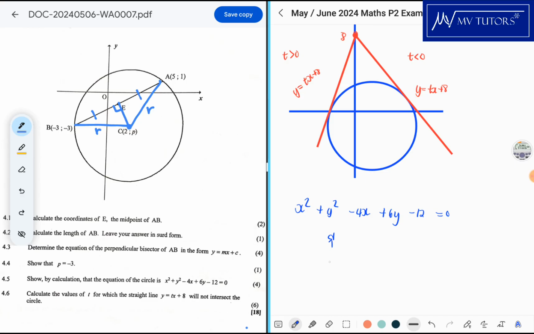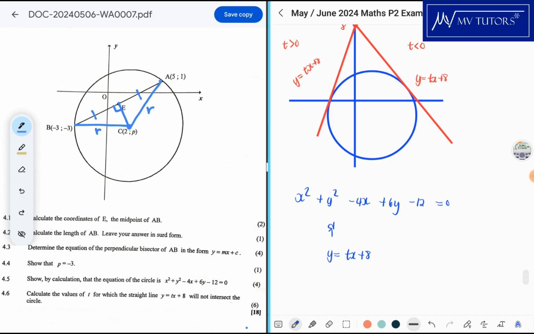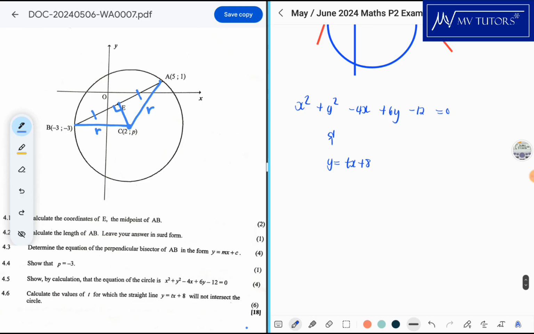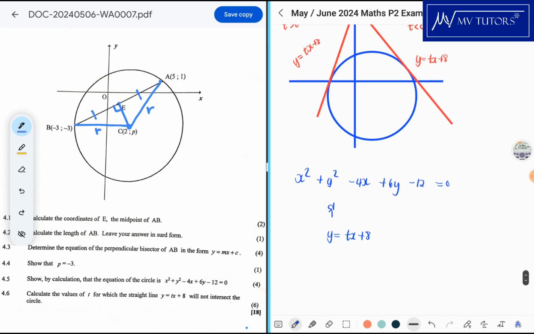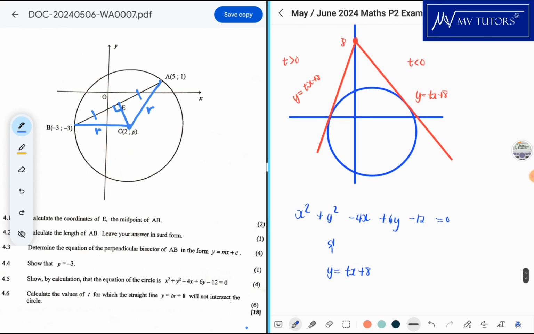And I also have that y is equal to tx plus 8. Okay, now what am I going to do then? I am going to substitute the value of y into this equation, and hope for the best, because my goodness. And why am I doing that? Why am I equating these two equations? Because they meet at a point somewhere, at a tangent. Okay, so I need to know what that value is.